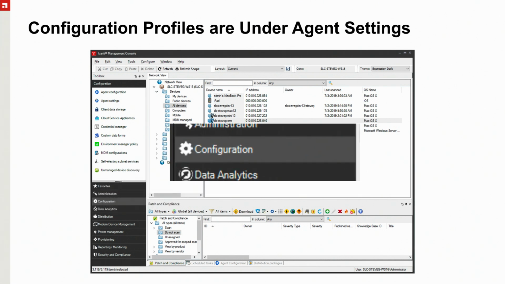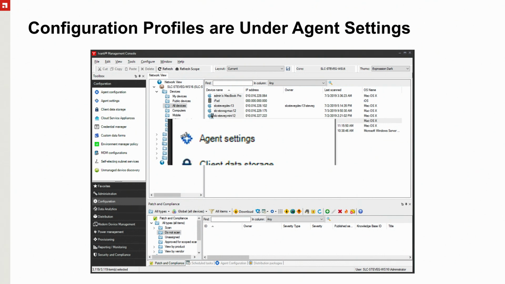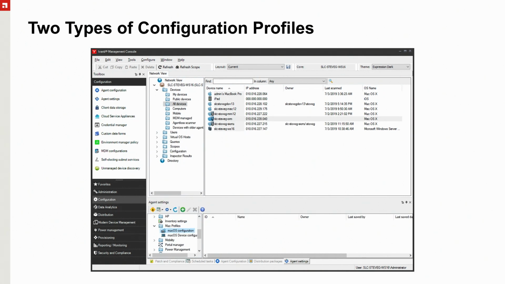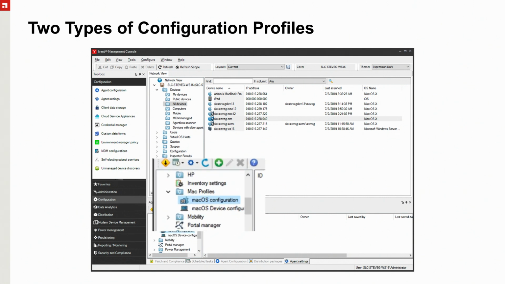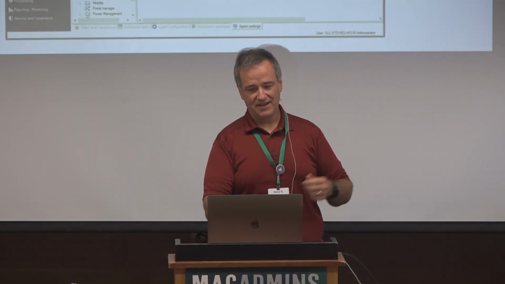So if you go down to that bottom gray area, you select configuration. And once you've selected configuration, you'll see agent settings. When you go there, you will see this list of types of agent settings, and two of those types are under Mac profiles. You have macOS configurations and macOS device configurations. macOS configurations will be installed to the user channel. macOS device configurations will be installed to the device channel. It's not too bad so far.